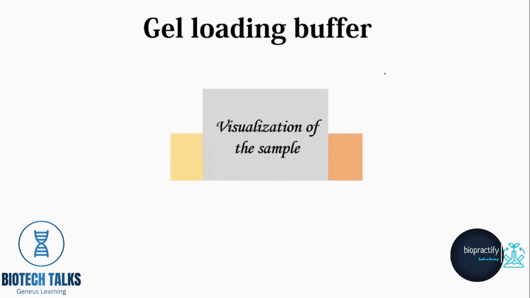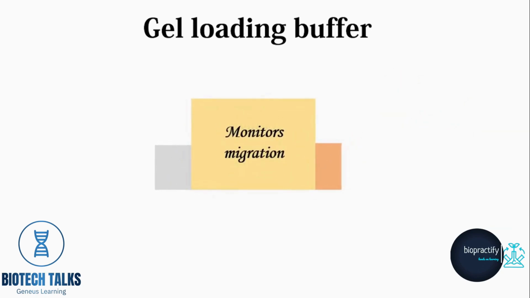Another component of gel loading buffer is the dye. The two commonly used dyes are bromophenol blue and xylene cyanol. Now these two dyes not only ease the process of DNA loading, where you can easily see that the sample is entering into the well, but they also help in monitoring the migration. That is how much the sample has run into the matrix. And generally these dyes do not hamper the rate of migration.